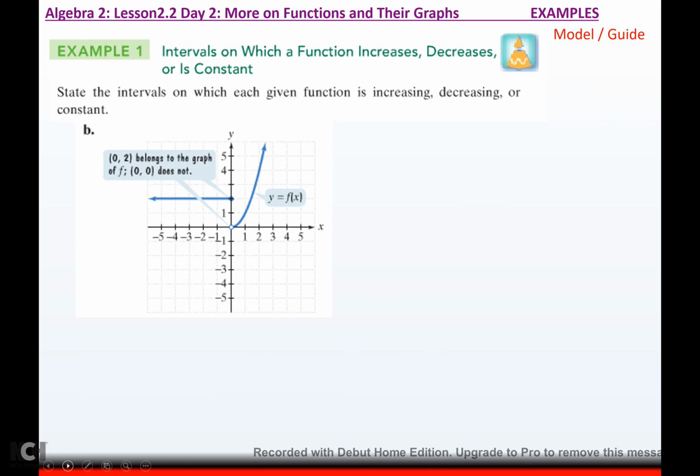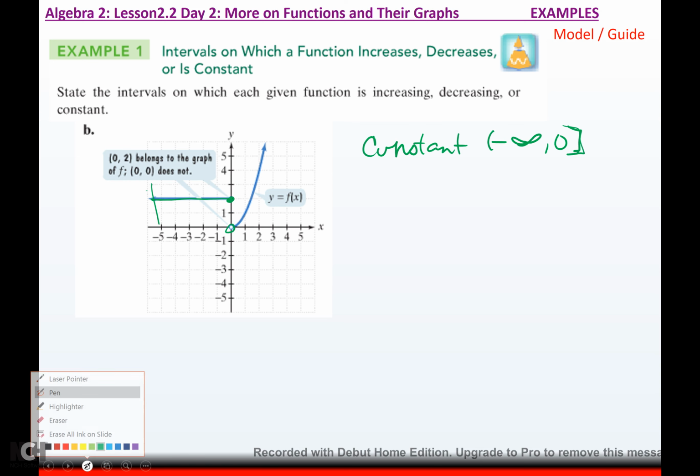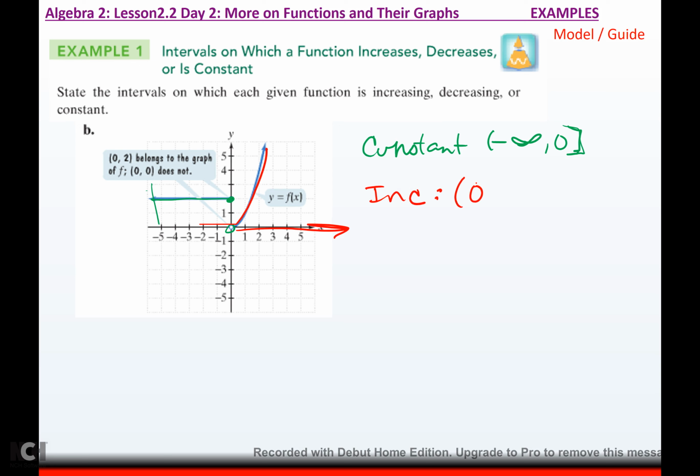Okay? If we try this one, we've got this interval, which corresponds to this, which is constant. So my constant interval goes from negative infinity to 0. Now look here. See how this point is filled in and this one is open? So this one is going to get a square bracket because it's included in the constant function. The rest of the function is increasing, which starts at 0 and goes to infinity. But we're not going to include the 0 because it has an open circle. And you never use square brackets on infinities.